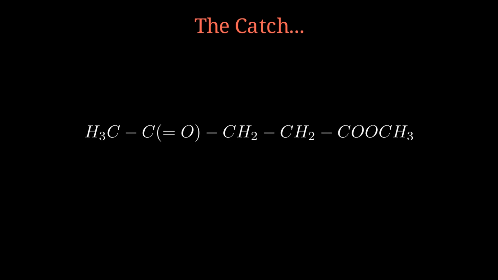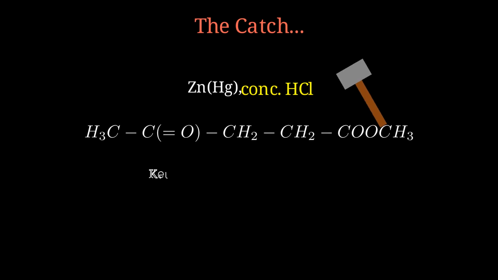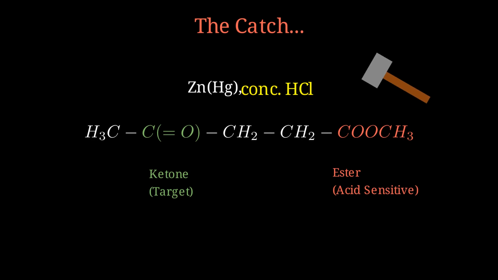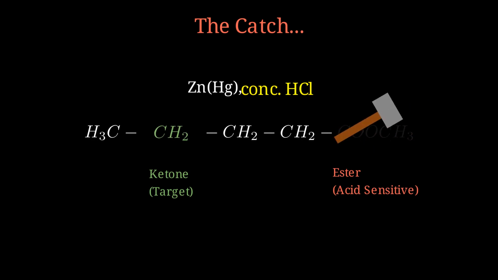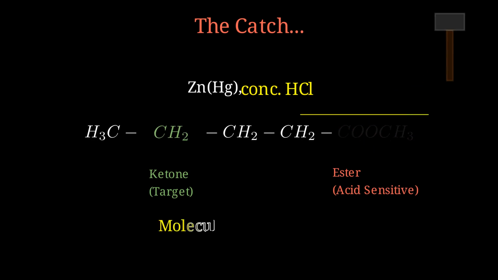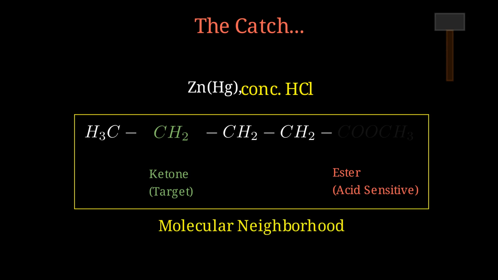But there's a catch. Because this reaction requires concentrated hydrochloric acid, it's a bit like performing surgery with a sledgehammer. If your molecule has other parts that are sensitive to acid, like an ester or an alcohol, the Clemmensen reduction will tear those apart too. This is why chemists always look at their entire molecular neighborhood before deciding to use this tool.